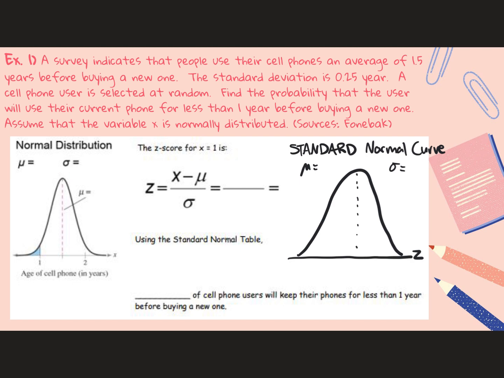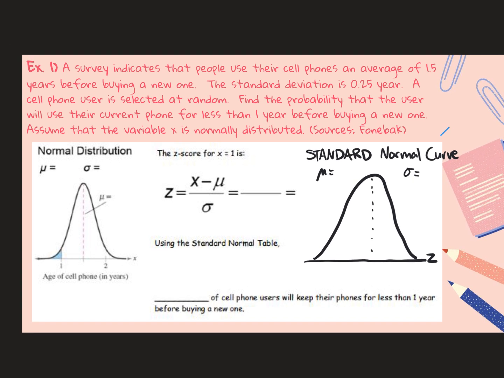So, example 1: a survey indicates that people use their cell phones an average of 1.5 years before buying a new one. The standard deviation is 0.25 years. A cell phone user is selected at random. Find the probability that the user will use their current phone for less than 1 year before buying a new one. Assume the variable x is normally distributed.